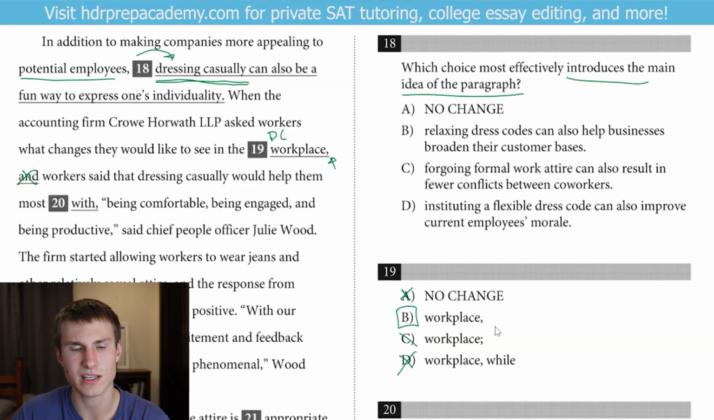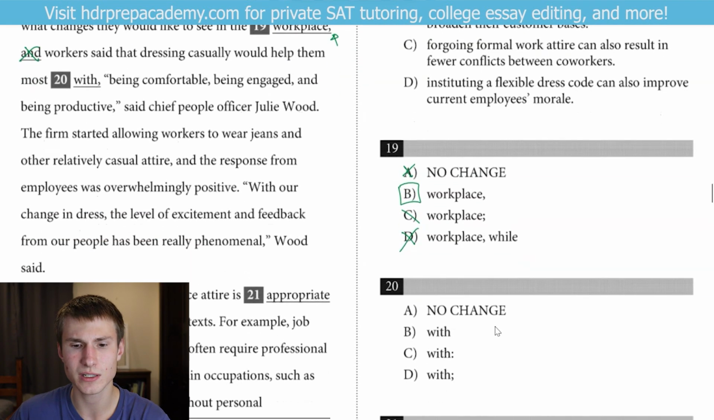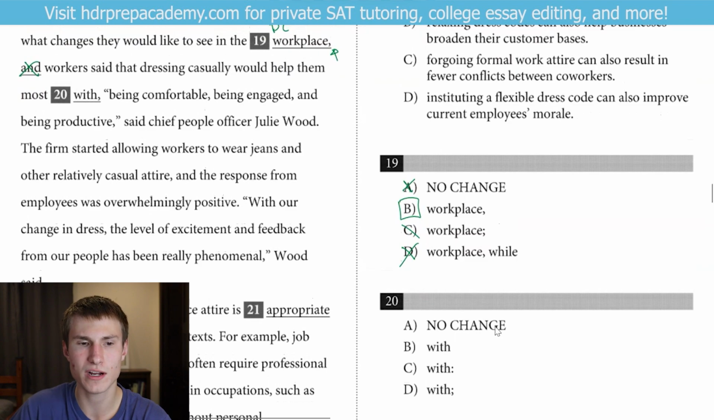Okay, workers said that dressing casually would help them most with. And keep in mind, since we are introducing a quote here, the reason that we don't need a comma, a lot of people would put a comma there, is because we're not going from a verb. When we use the word with here, that's taking the place of a comma, okay?